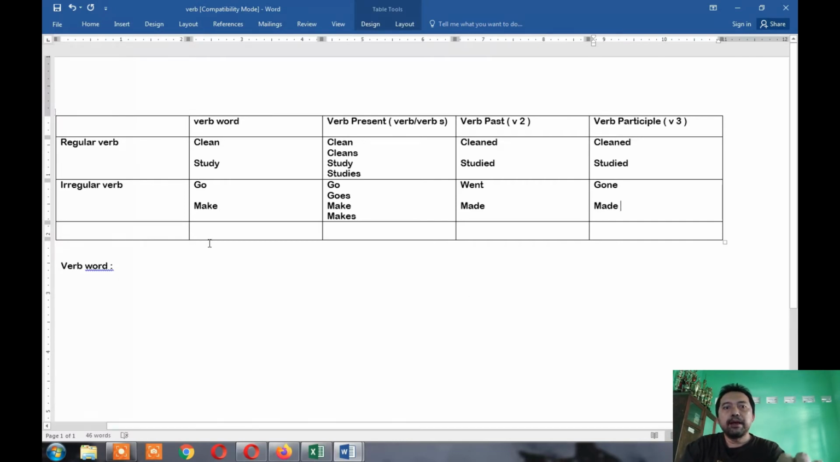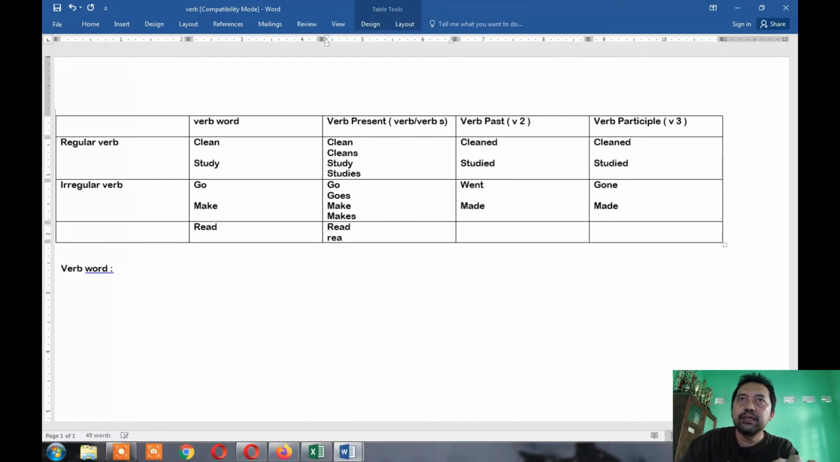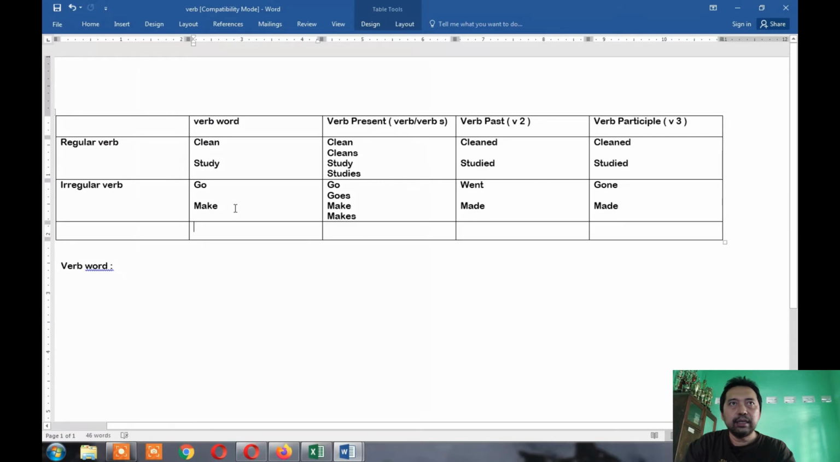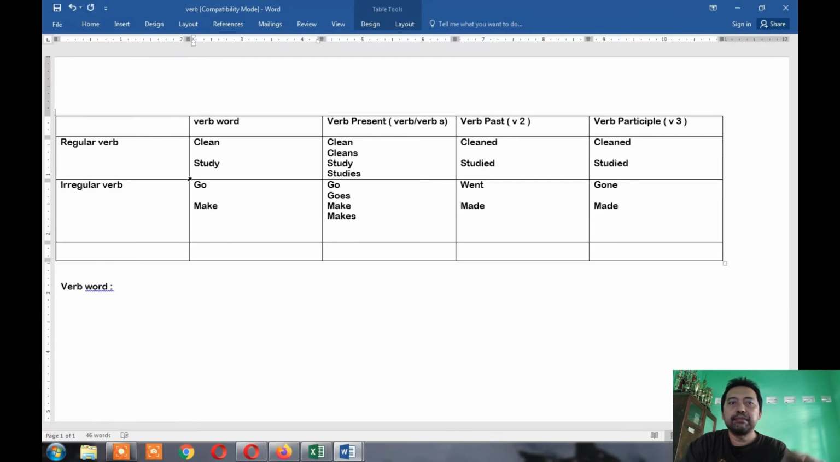Now, how about this? Read. Is it regular or irregular? Let's try it. Read in the present tense becomes read and reads. Then in the verb past it is still spelled read, but we pronounce it "red." And this is the same. Because we don't put -ed here and here, read is categorized as an irregular verb.